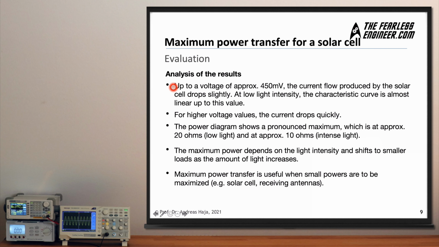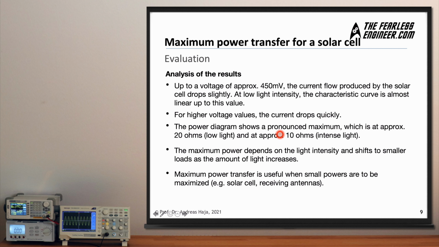So let's look at the major takeaways from this video. First, we have seen that up to a voltage of approximately 450 millivolts, the current flow produced by the solar cell drops very slightly, which is why it's sometimes also called a constant current source. And at low light intensity, this really is almost linear up to this value. For high intensity settings, the behavior changes, and I wouldn't go as far as to call it a constant current source, at least this solar cell, for high levels of ambient light. And secondly, for higher voltage values, the current drops very quickly, as we have seen.